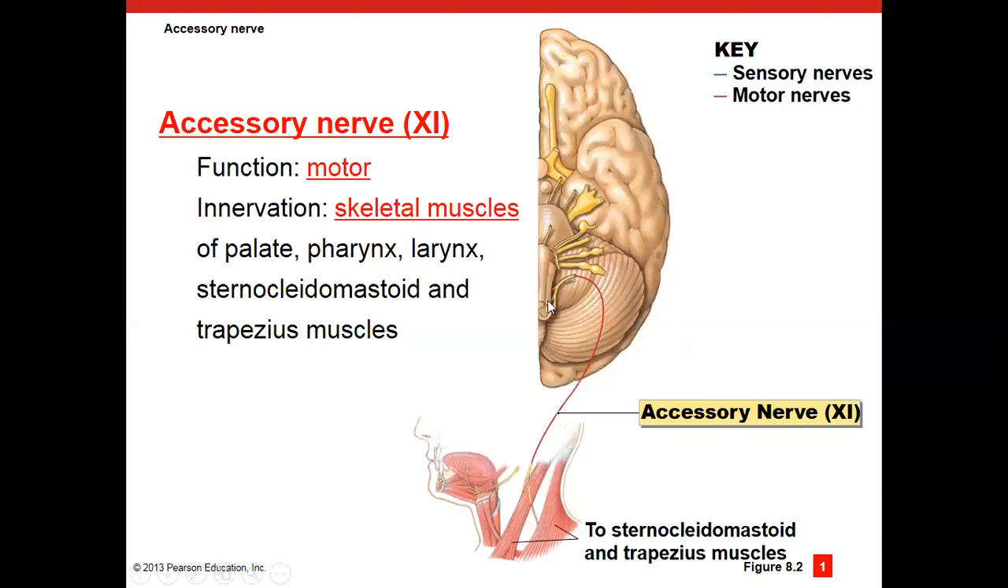And right here is the accessory nerve. And it runs, so if this is the pons and medulla, this runs down the brainstem towards the spinal cord. So we've got 7 facial, 8 vestibulocochlear, 9 glossopharyngeal, 10 vagus, and 11 accessory.